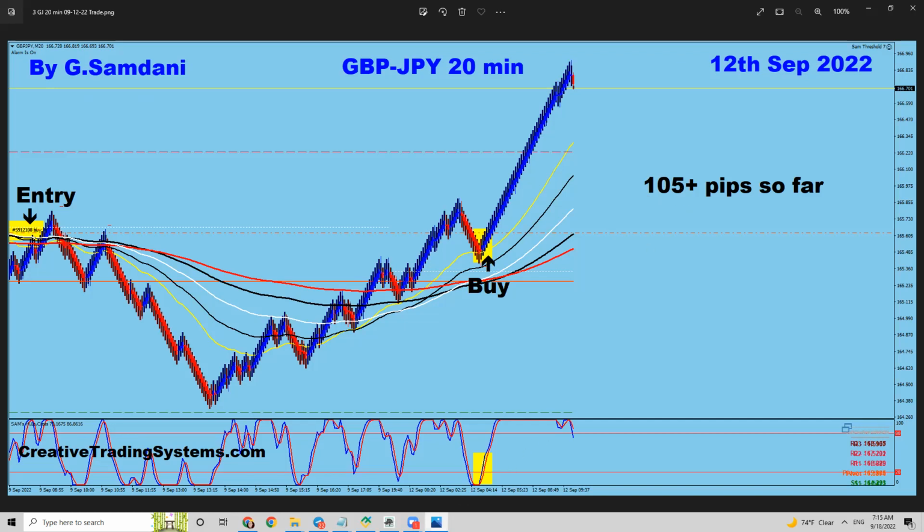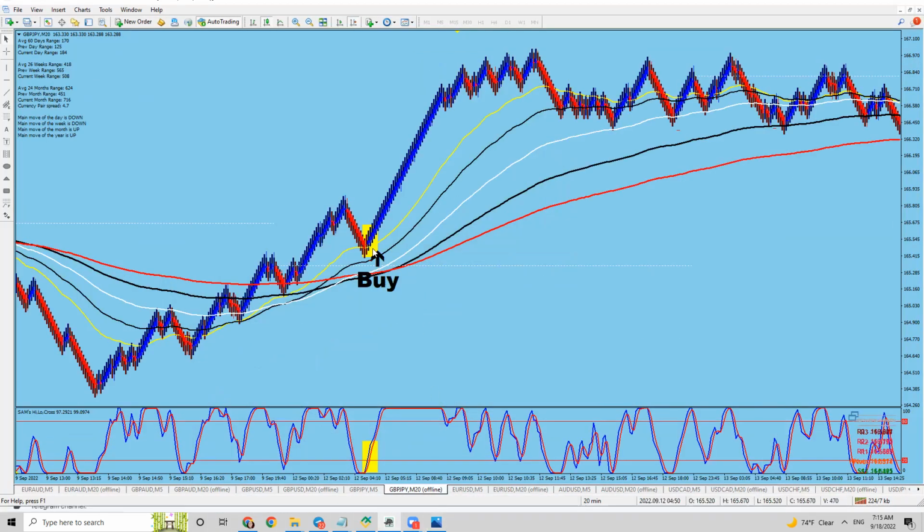Because my entry came a little bit higher. The day low was this, but my entry is here. So from here on to this, that's why my trade was, I think I closed it somewhere here. So 105 right there. I closed the trade there because the daily range is about to be reached and the pair may retrace. So this is how it is.